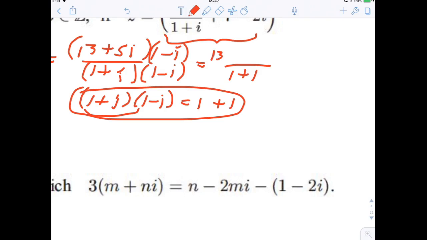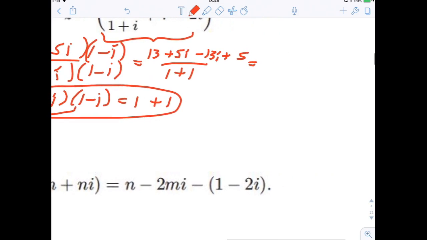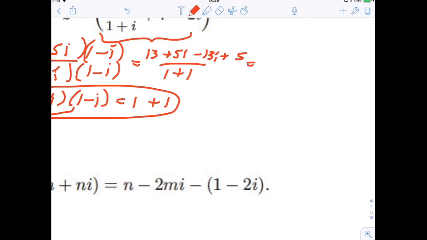So 13 times 1 is the first two terms multiplied together. 5i times negative i, which are the last terms, I multiply those together, I get 5 times negative 1 times negative 1, which is 5. And the inside term is 5i. And the outside terms, negative i times 13, is negative 13i. So the top is going to be 13 plus 5, which is 18. And then 5 minus 13, which is negative 8i. And the bottom is just going to be divided by 2, so that's equal to 9 minus 4i.